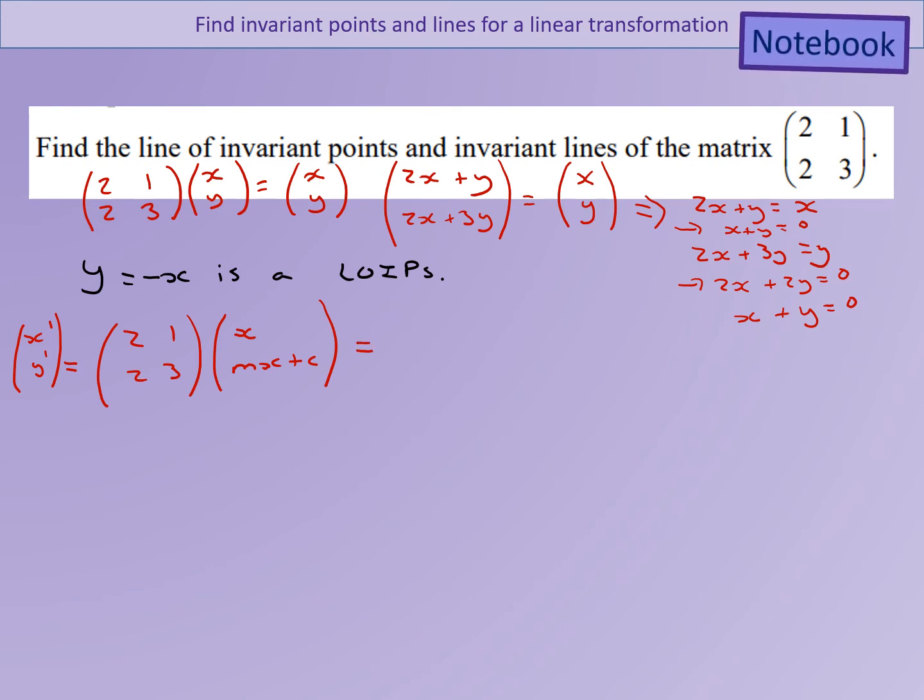So let's expand out that matrix there. I've got 2 times x and 1 times (mx plus c). So that is 2x plus mx plus c. And then the bottom line, we've got 2x plus 3mx plus 3c.